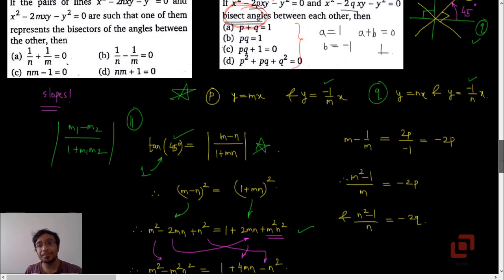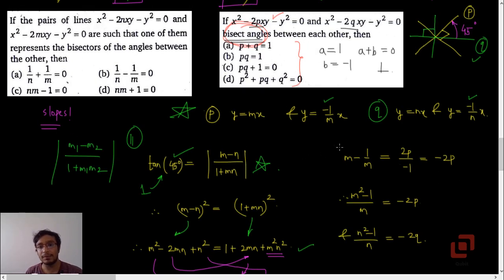Okay, now from the p equation, can we come up with the sum of the slopes? Yes, m and minus 1 upon m. So their sum will be minus 2h upon b. 2h is minus 2p, so minus 2h will be 2p, and b is minus 1. So m minus 1 upon m is minus 2p, which means m squared minus 1 upon m after taking the LCM will be minus 2p. Yes, and similarly we can get n squared minus 1 upon n equal to minus 2q from the q equation.